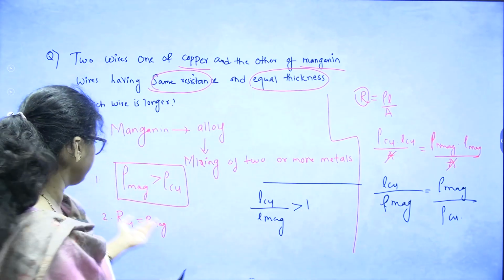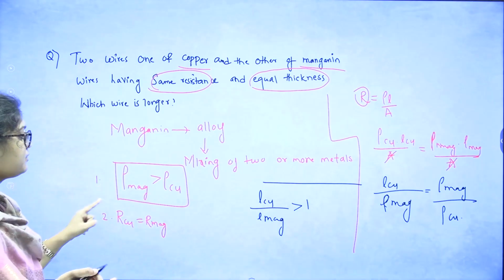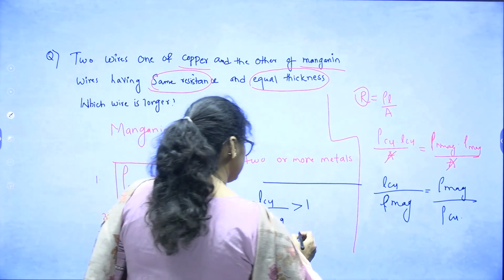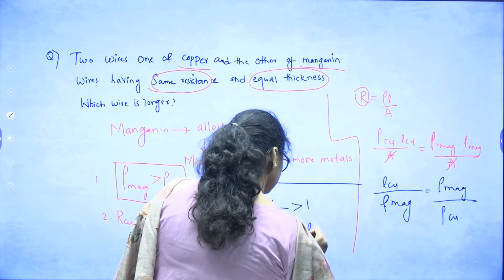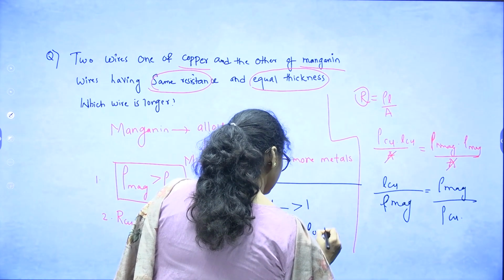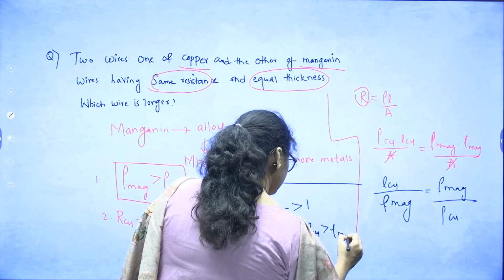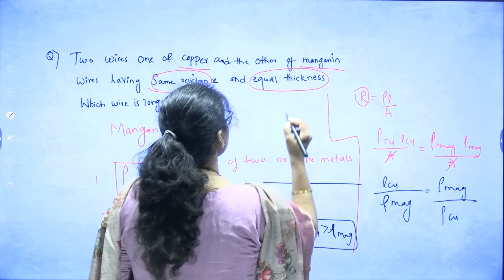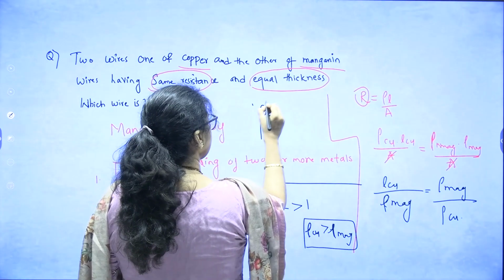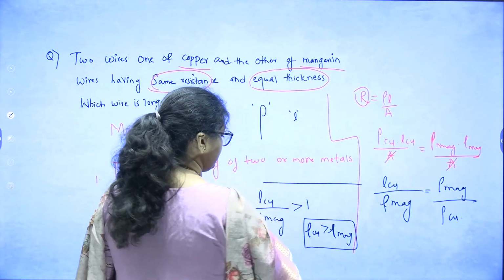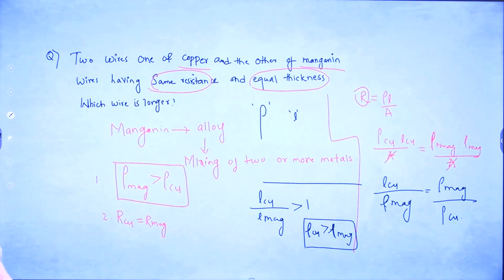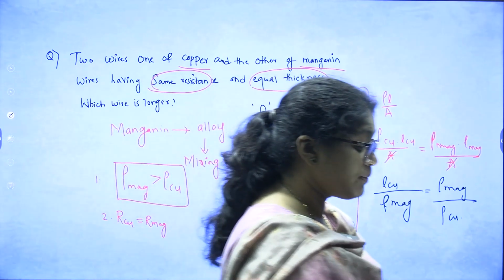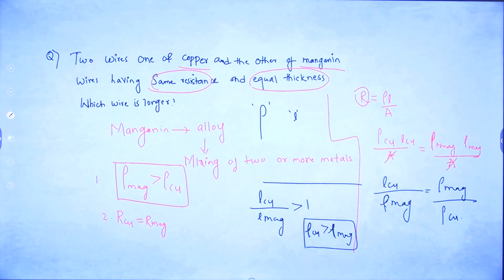So from this I can write L copper by L manganin is greater than 1, because the resistivity of manganin will be more. So it will be greater than 1. From this I can write L copper is greater than L manganin wire. See, rho is denoted by the letter like this, this is L, small l. Clear? So which wire is longer, copper wire or manganin wire? Copper wire is longer. You can expect questions like this also.